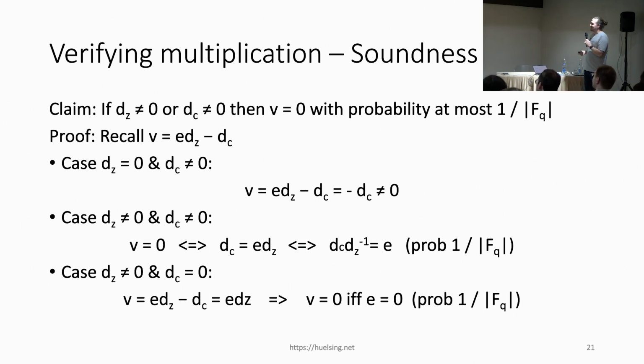So we again come to the point that in this case, if just the difference dz is not 0, then this part vanishes. So we have 0 equals e times dz. This only happens if e is 0, and that happens again with the probability 1 over the size of the space from which I'm drawing. And so this is 1 over the field size cubed.